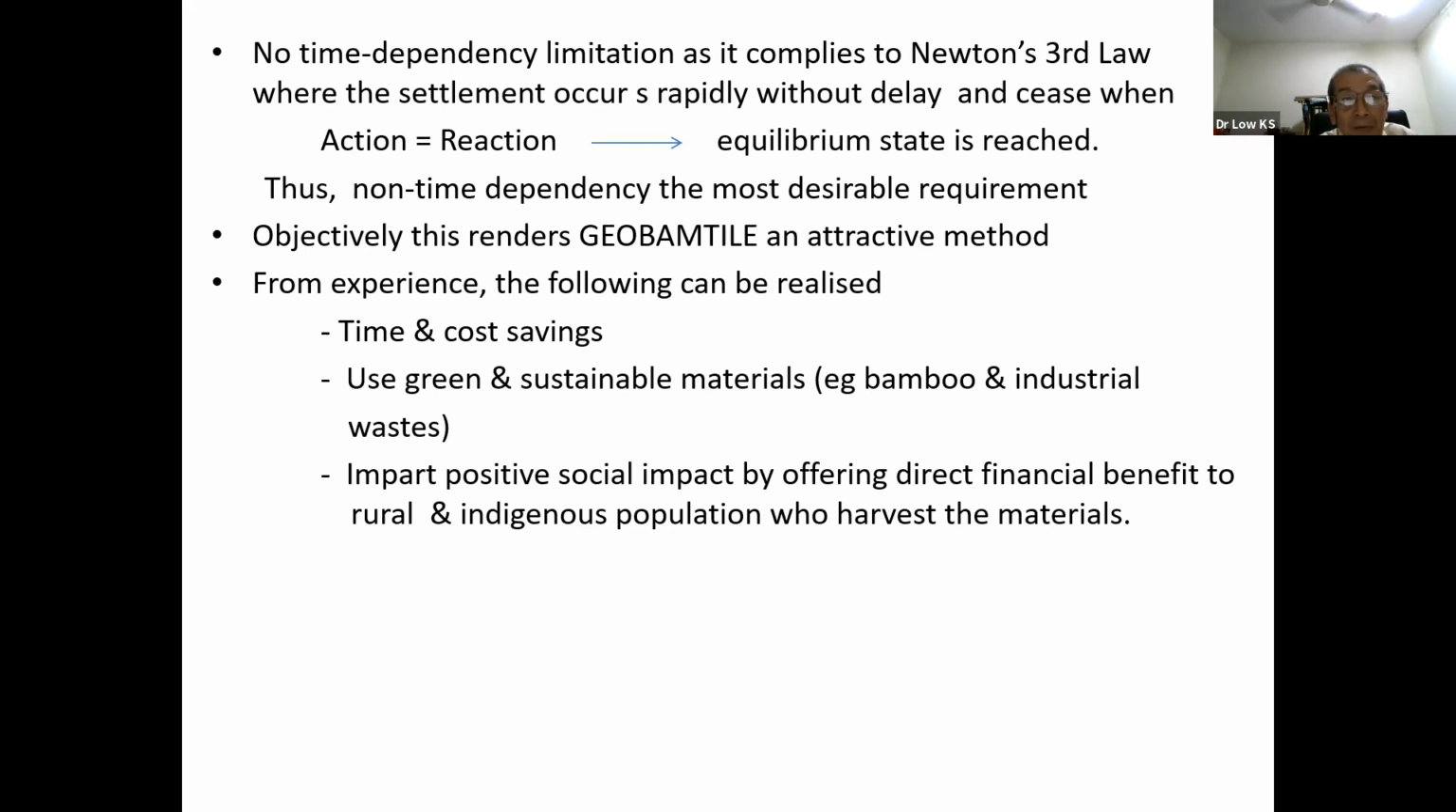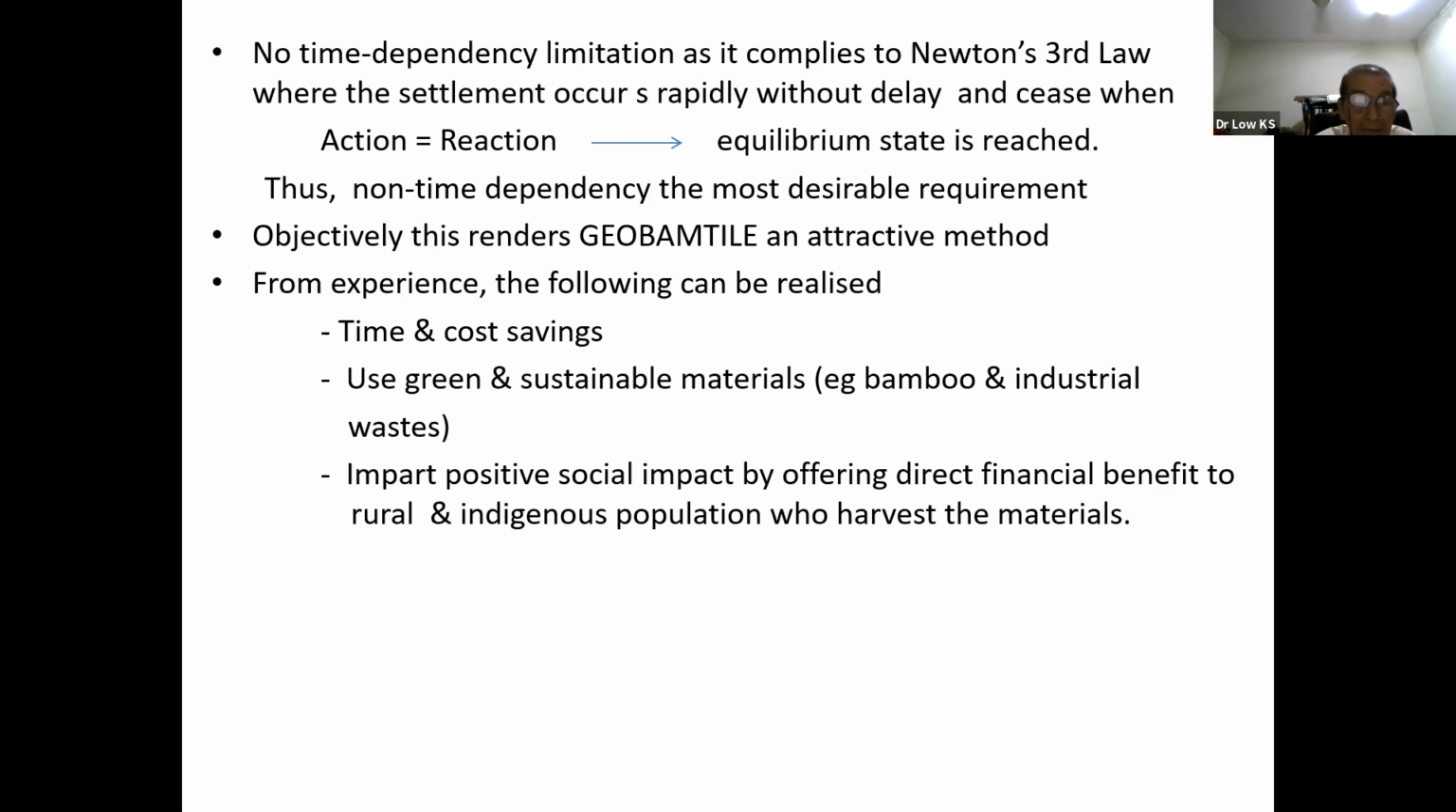Then from experience, the following can be realized: time saving, cost saving. Of course, this is something the construction industry is most interested in, time saving and cost saving, because time in construction means money, right? And then it's green, sustainable, right? As long as we have sun and soil, we will always have bamboo, right?